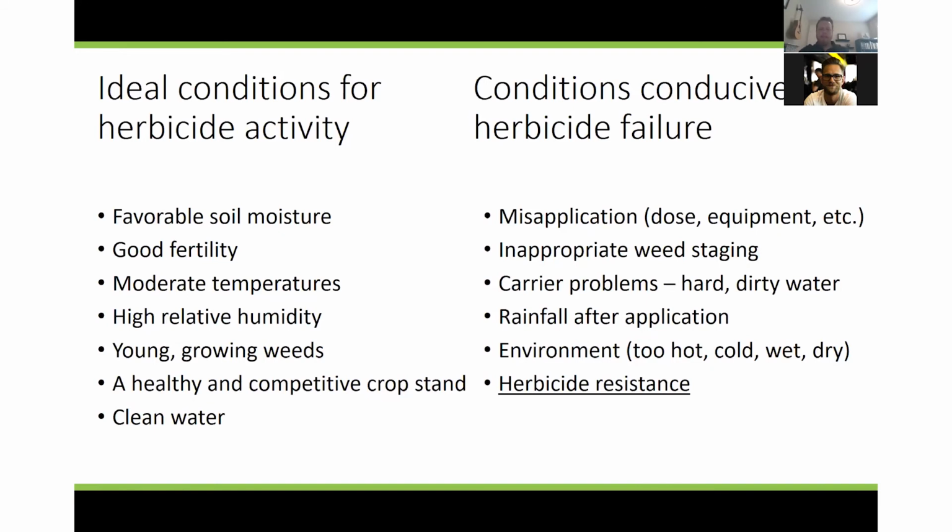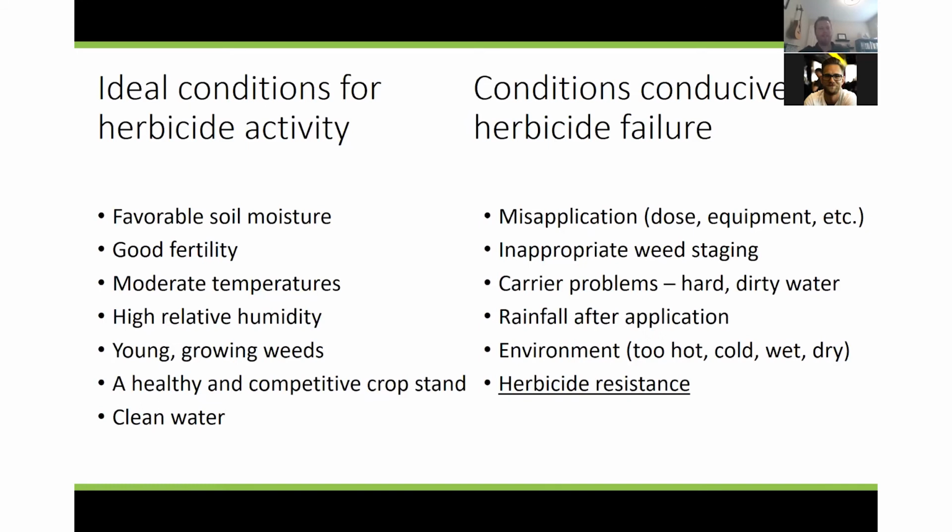Some other problems, so carrier problems, looking at hard or dirty water with lots of particulate matter, rainfall shortly after application, and another big one is the environment in which you're applying the herbicides or shortly thereafter. I often think about herbicides as sort of the Goldilocks of weed management. They're very effective, but they don't like it if it's too hot or too cold or too wet or too dry. They just need that just right environment in order to see full activity from your herbicide.